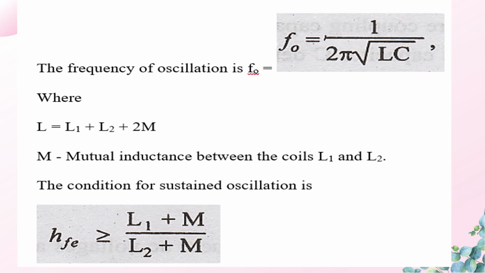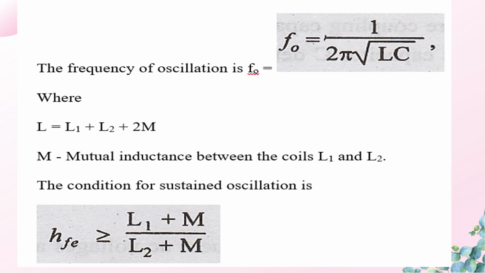So now the frequency of oscillation that is determined from the circuit is f0 equal to 1 by 2 pi root LC, where L is the total inductance of L1 and L2. So that we can write L is equal to L1 plus L2 plus 2M, where M is the mutual inductance between the coils L1 and L2. Mutual inductance means that whenever current flows through one inductor, it induces some EMF in the another inductor. So since we are having two inductances, the equivalent inductance is L1 plus L2 plus 2 times mutual inductance.